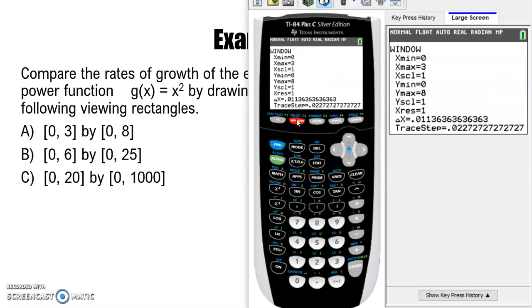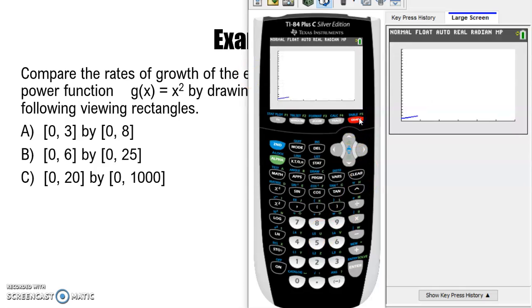They said they want the x min to stay as 0, the x max should be 6, the y min should be 0, and the y max should be 25. And all of these would be given in the question. Now I just hit the graph button again, and it'll show me my graph. Remember, the blue function is the 2 to the x function, and the red function is the x squared. Notice what happened.